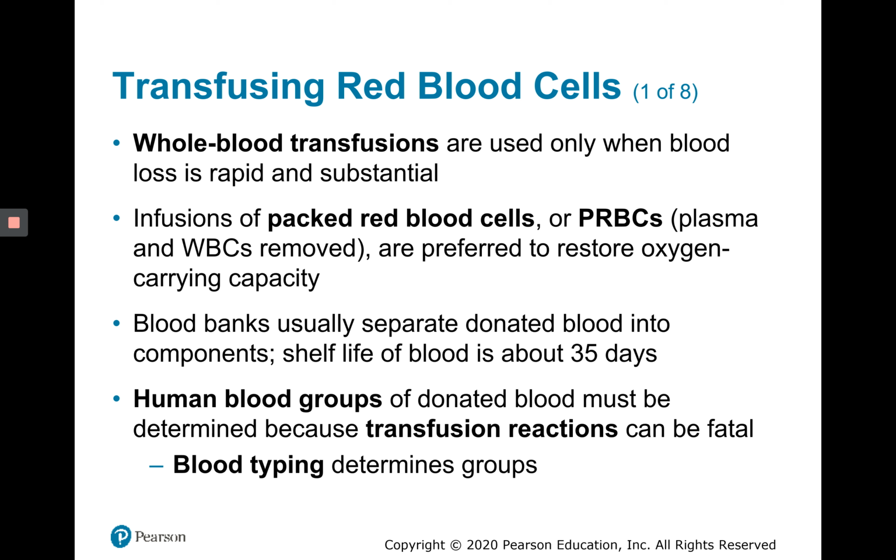Blood banks usually are going to separate donated blood into components, so into their formed elements, into plasma, or even different types of the formed components, and the shelf life of blood is about 35 days. Human blood groups of donated blood must be determined because transfusion reactions can be fatal. So this is how we're going to move on to blood typing and talk about how we determine blood groups.